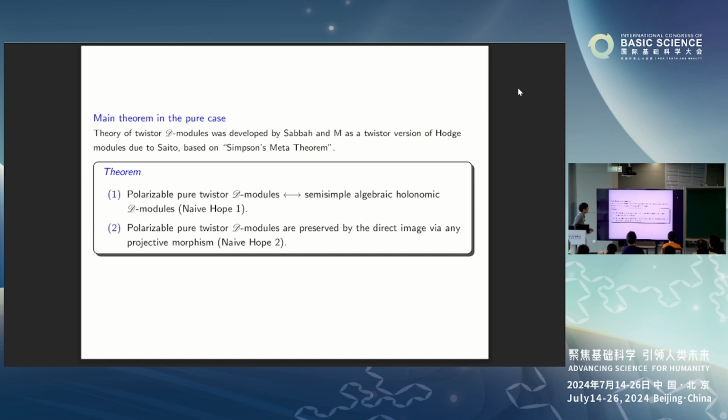The theory of twistor D-modules was developed by Sabbah and myself as a twistor version of Hodge modules due to Saito, based on the guiding principle of Simpson's theory. We established an equivalence between polarizable pure twistor D-modules and semi-simple algebraic holonomic D-modules.